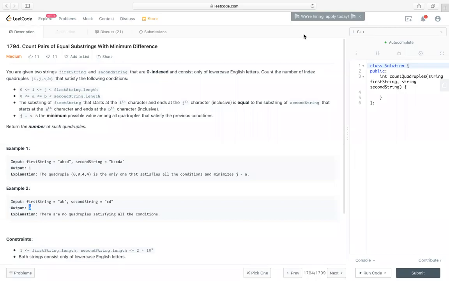Hello everyone, let's take a look at this LeetCode problem. So it's a long question, so let's take a look at the description first.